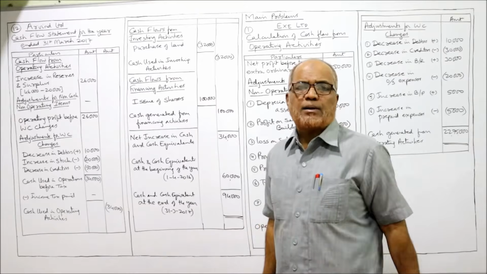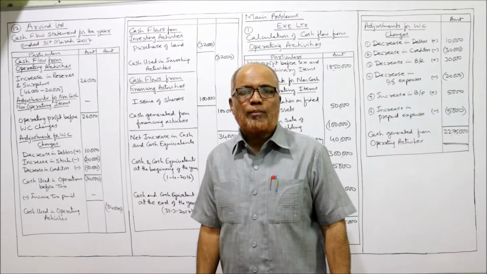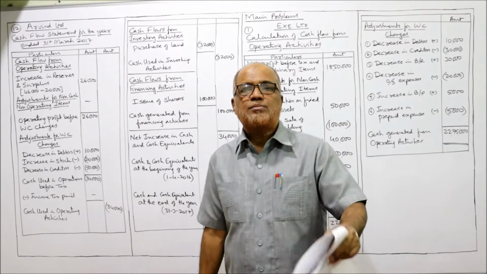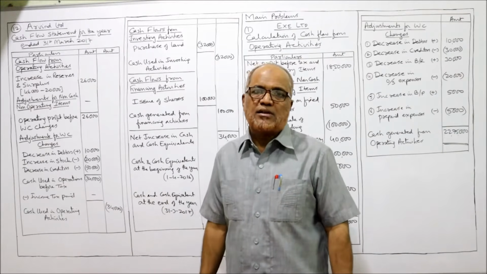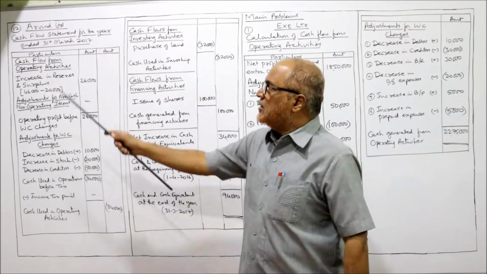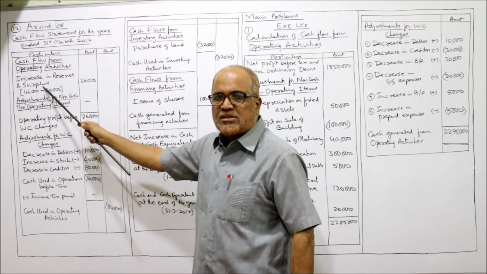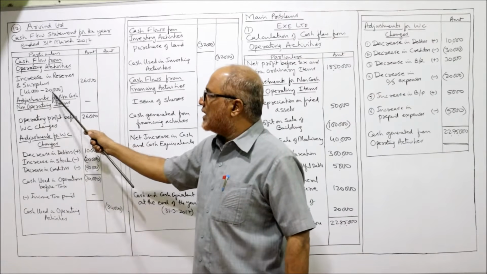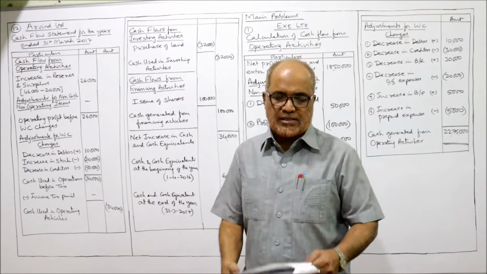Next, reserves and surplus. This reserves and surplus will include the profit and loss account balance. The last year reserves and surplus balance was 20,000. Current year it has become 46,000. So increase in reserves and surplus is the starting point in cash flow from operating activities. First item, increase in reserves and surplus. So 46 minus 20, 26,000 rupees is the increase in reserves and surplus.